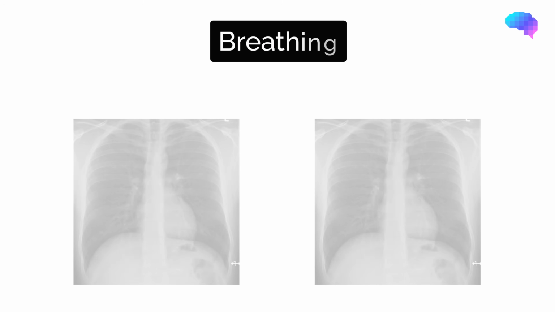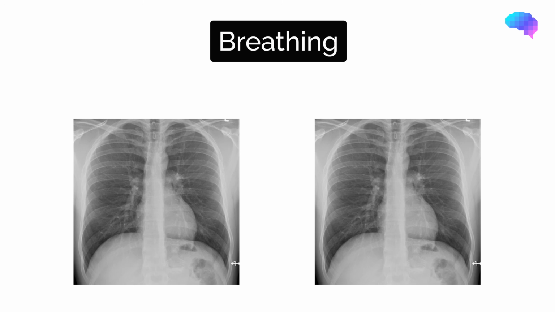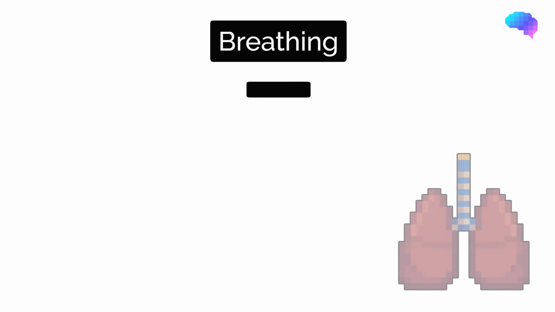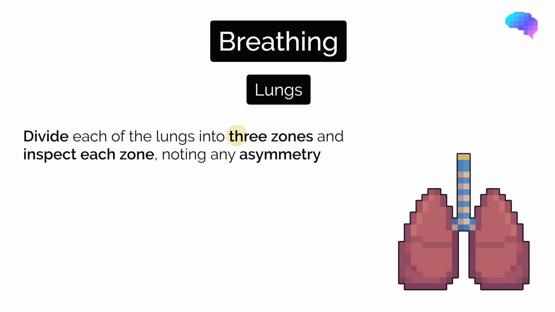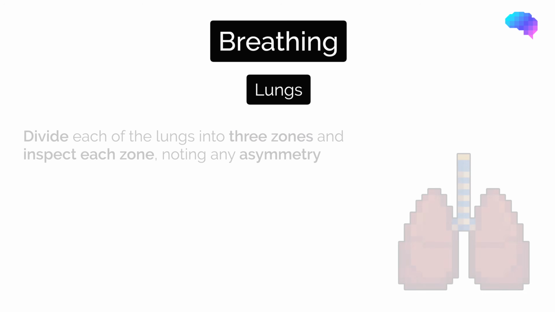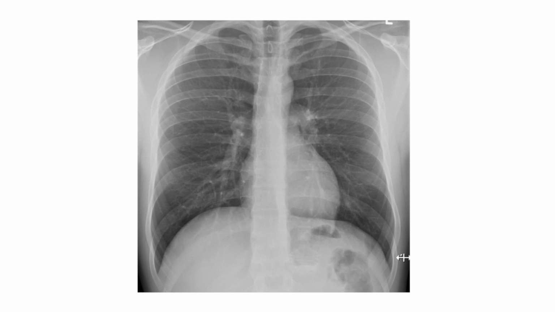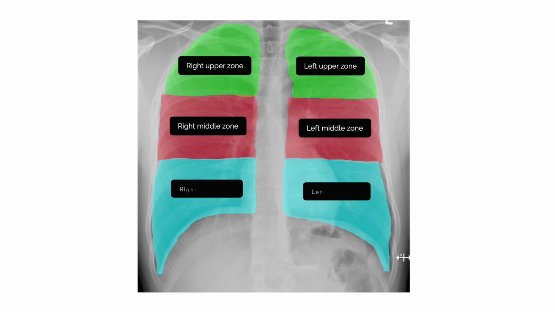Moving on to assessing the breathing, the following should be examined: the lungs and the pleura. When inspecting the lungs, it's important to divide these up into 3 zones, inspecting closely for any abnormalities and asymmetry. As shown in this film, we can divide the zones up into the upper zone, middle zone, and lower zone.